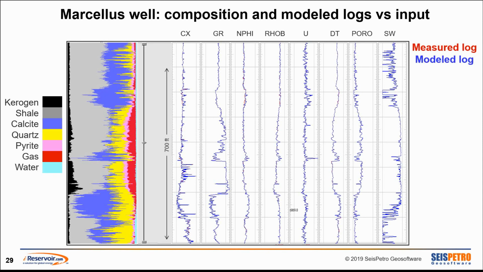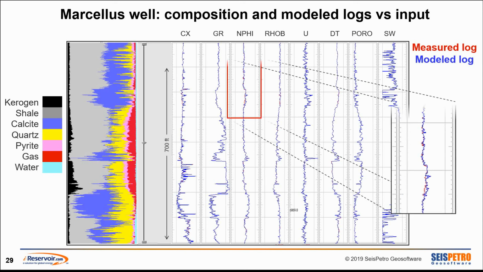Here is output number 1 of the optimization that consists of model logs and the composition or the fractions of the different minerals present in the rock. We can see here the difference between measured logs and model logs. Overall, the agreement is very good. In some places, as we can see, there are still some differences, but we believe we have a model that is predicting the measured logs very closely.